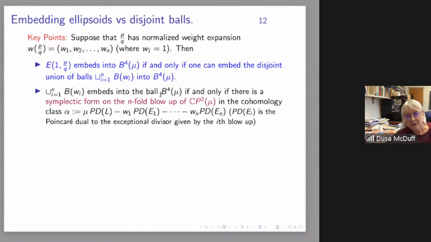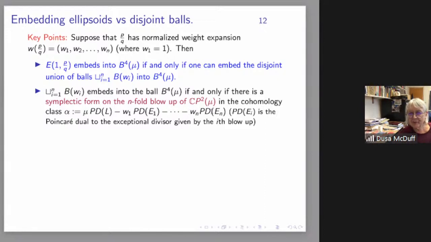And the theorem is that you can embed a union of balls into a bigger ball, B(mu), if and only if you can find a symplectic form on the n-fold blowup in a particular cohomology class. The class has got to be such that on the line in CP2 it integrates to mu. So this CP2(mu) is a copy of CP2 where the form takes the value mu on the line. And then you've got all these exceptional divisors which have the sizes given by these weights.